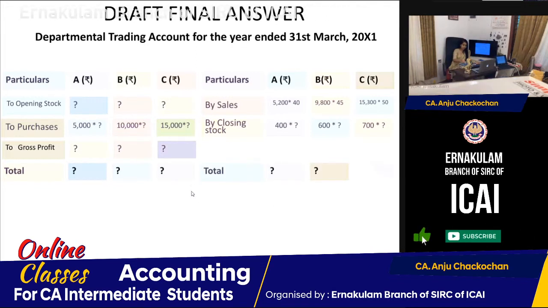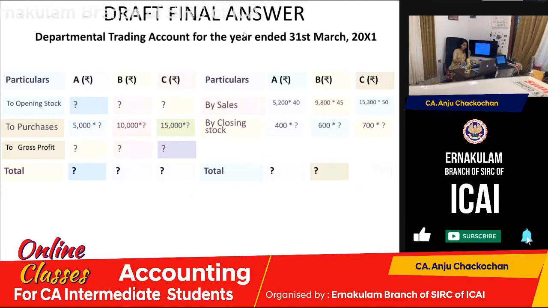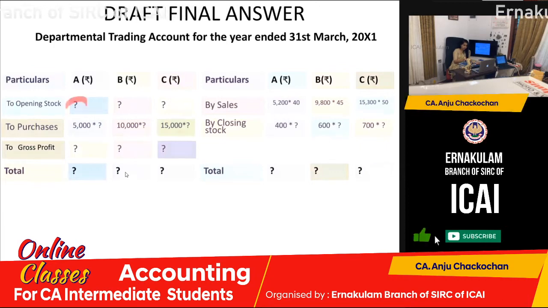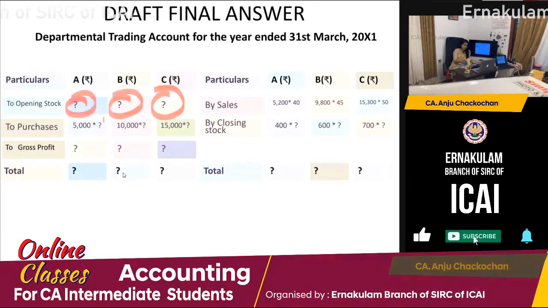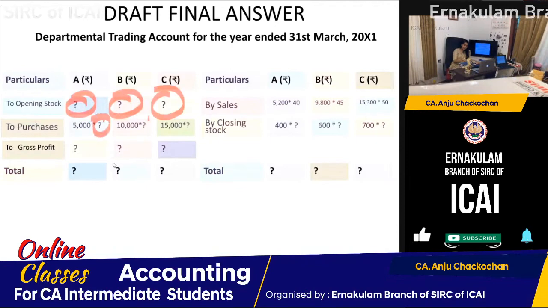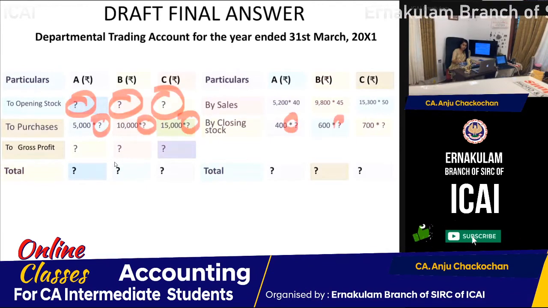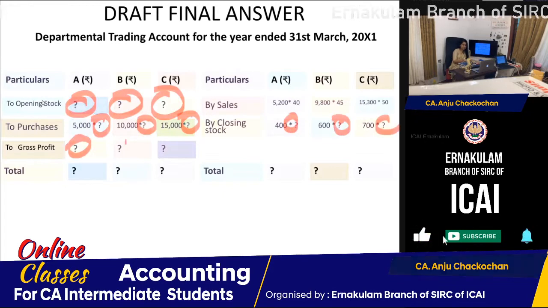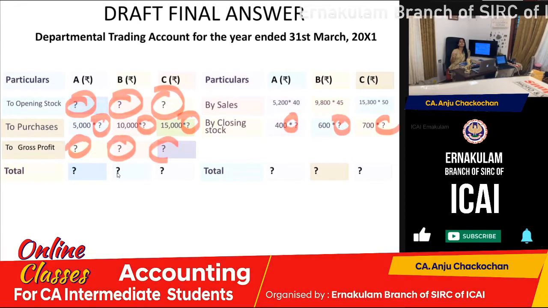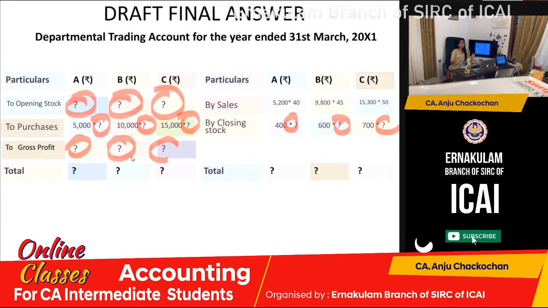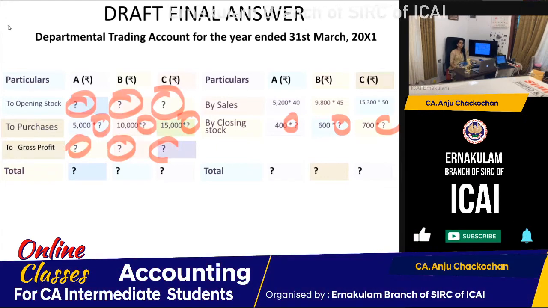Which are the figures we have to compute? The opening stock is not given, so you will have to compute the opening stock. The purchases rate per unit is not given for all the three departments, you will have to compute it. The closing stock rate is not given, and once you get all of the figures, you will get GP as a balancing figure. So this is just the draft answer, so that we are clear on what we are going to compute next.